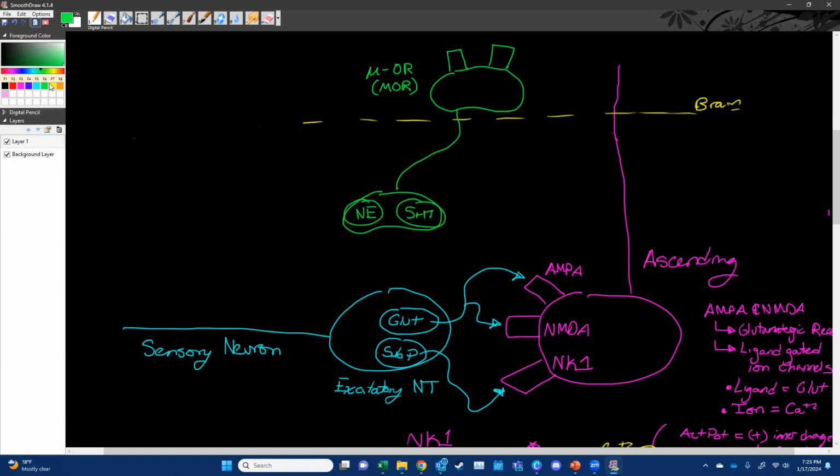Now, when we talk about how the mu opioid receptors are decreasing the incoming effect, how should we classify these neurotransmitters? Would they be excitatory or inhibitory neurotransmitters? Inhibitory. Very nice.